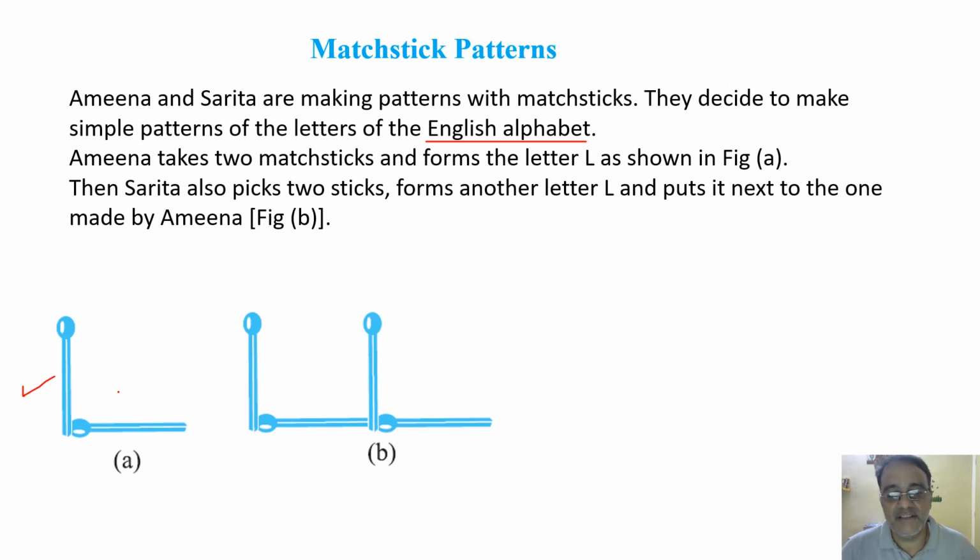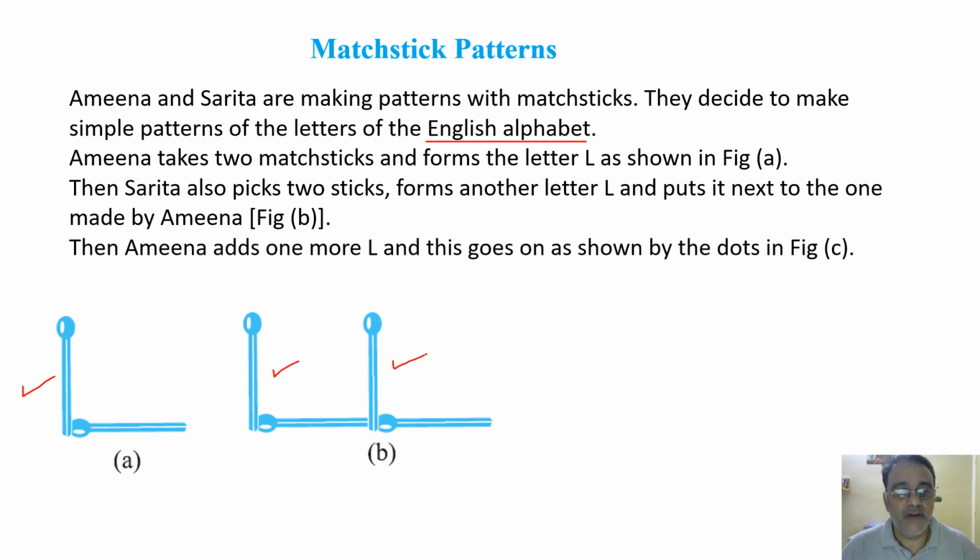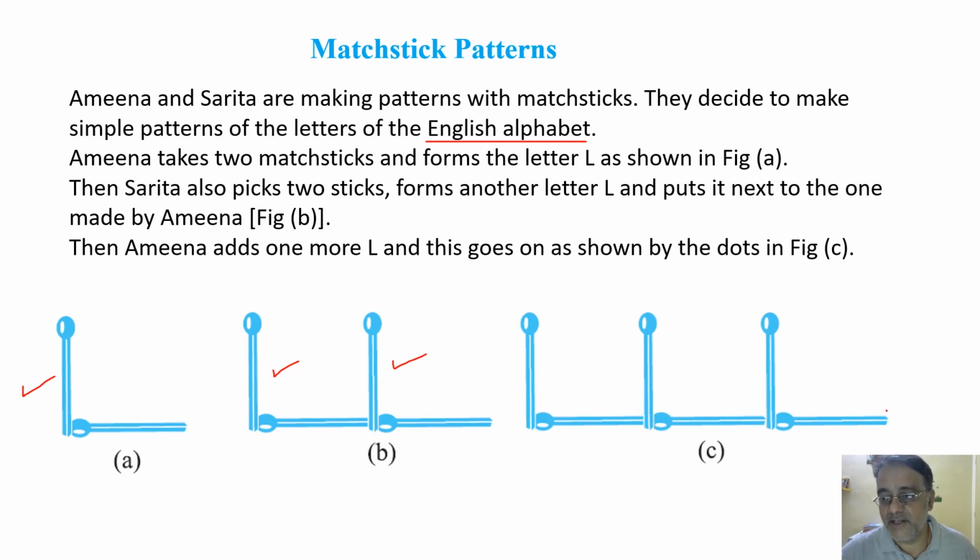So 2 L's consist of how many matchsticks? 4. 2 plus 2, right? And now Amina adds one more L, and this goes on as shown by the dots. Okay, we made dot dot dot, it will continue like this. So here how many matchsticks are used? 6. Okay, for 1 L, 2 matchsticks, for 2 L's, 4 matchsticks, that is 2 into 2, and for 3 L's, 2 into 3, so 6 matchsticks, right?